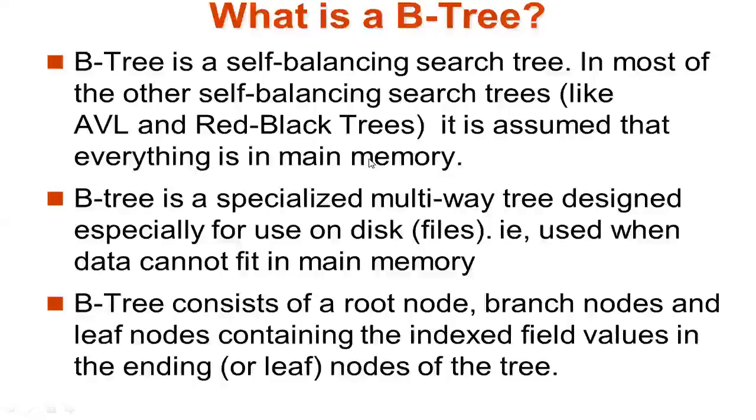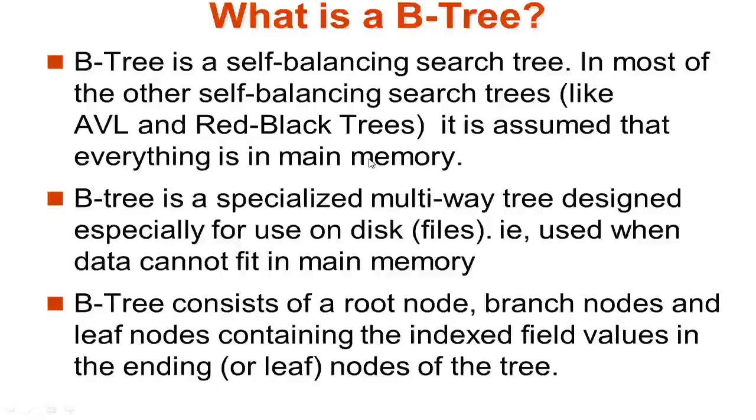Even suppose your data does not properly fit in the main memory, and you are doing any swapping between your main memory and the disk, in that case also the B tree will work effectively. The other point is that a B tree consists of a root node, branch nodes, and leaf nodes, right? So we are going to see the B tree structure. It is an upside down tree, right?